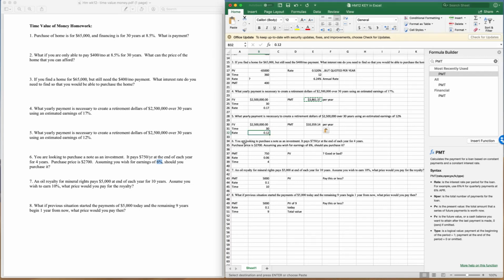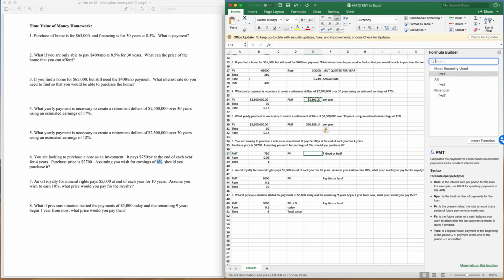Well, let's look at the variables. So what I did was I looked at what do I know? Well, I know I'm going to get a payment of $750. I know the rate is 0.06, and I know the time is 4. The question is, what's the value today? I know they want $2,700, but what's the value?